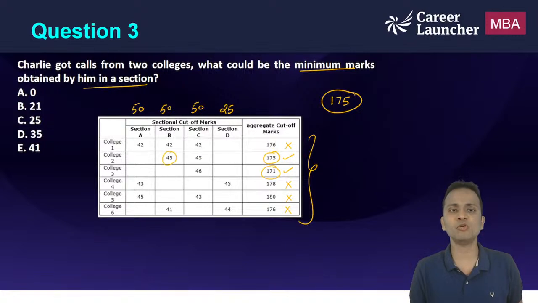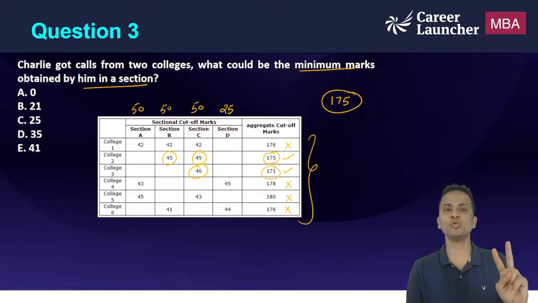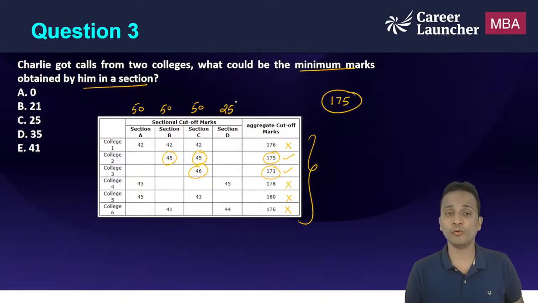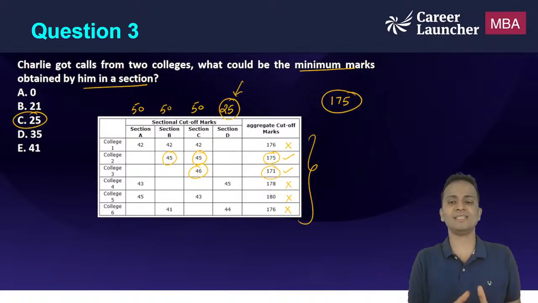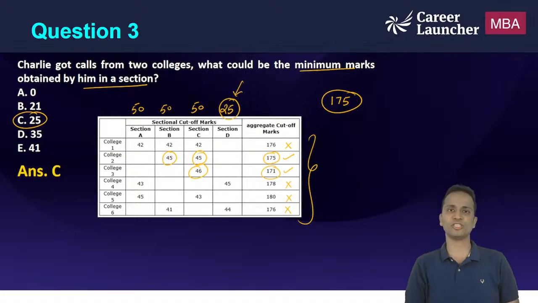So he will be able to manage these cutoffs and hence the overall cutoff, and he will be getting the calls from college 2 and college 3, where his minimum marks in a section will be 25. Okay, so minimum marks in a section is 25, and that is the correct answer of this question.